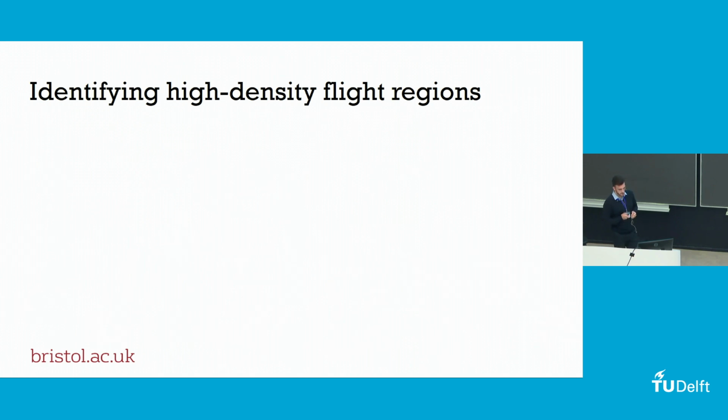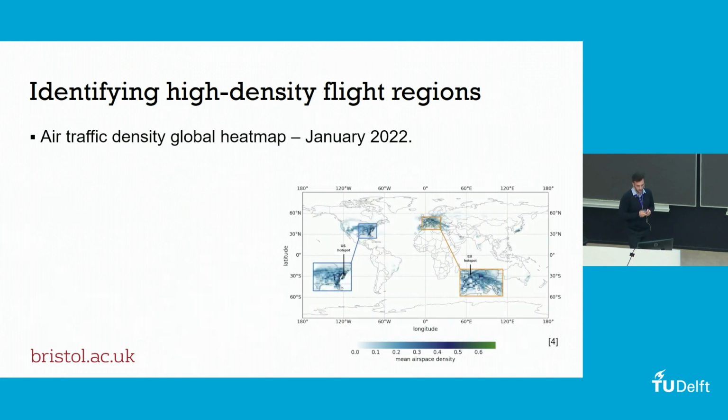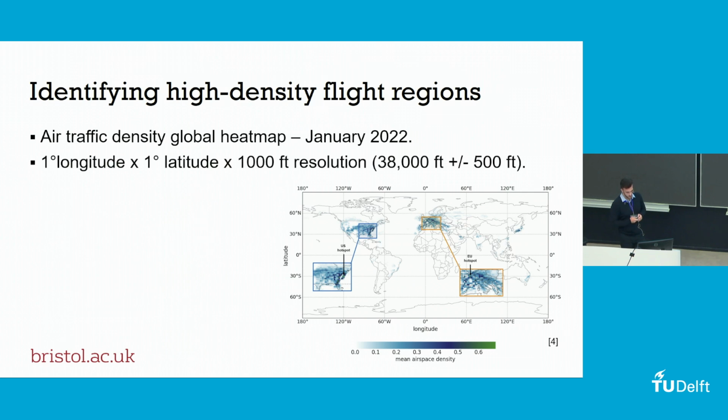So the first step was identifying high-density flight regions. So using the OpenSky data over the month of January 2022, I built up a heat map of air traffic density over this month. So you can see that the coverage is not great over anywhere that's not the US or Europe. But anyway, I carried on the analysis. The way in which it was done was all of the trajectories were taken from a slither of airspace, so plus minus 500 feet around flight level 380.